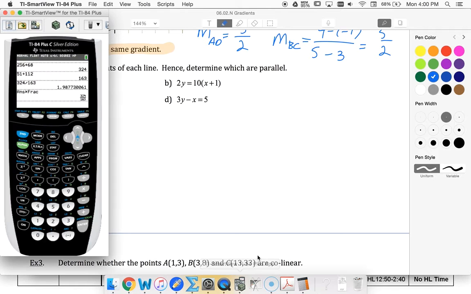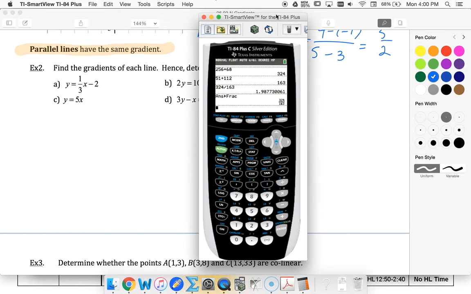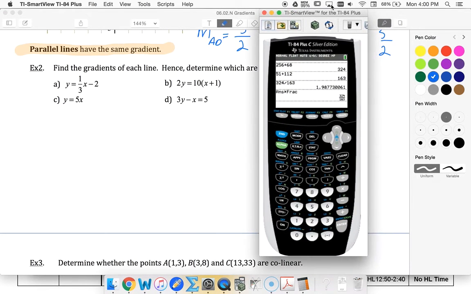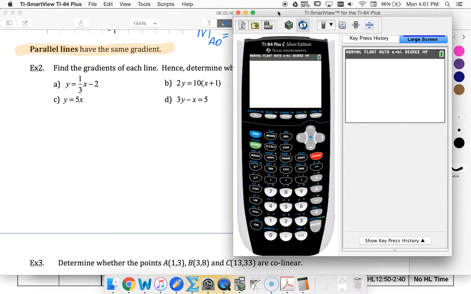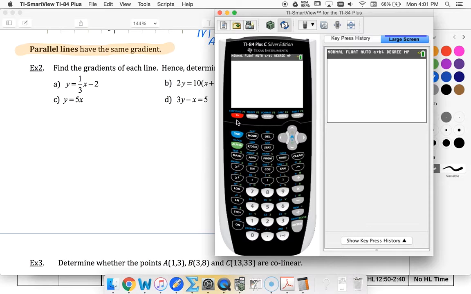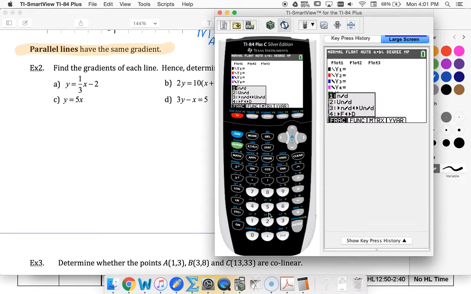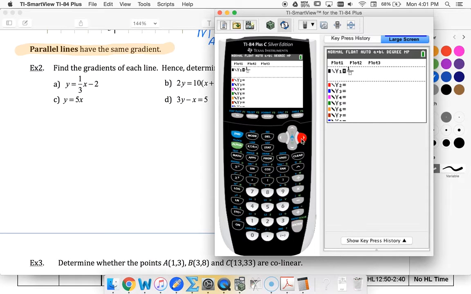I'm going to come into my calculator and put my equation in y equals, because I have this nice y equals formula. So let's go into our y equals. All right, I'm going to type in this formula. So I have 1/3 x minus 2. And now I'm going to go into my table of values.